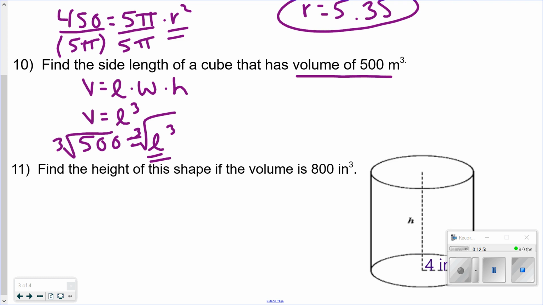When you plug this in your calculator and you use the cube root button, which you should practice, you end up getting that the length of the cube is 7.94.